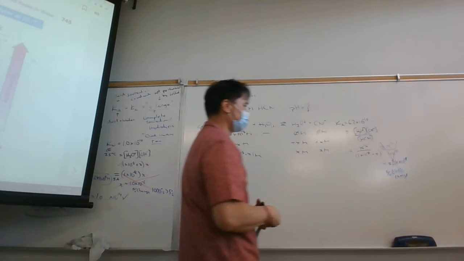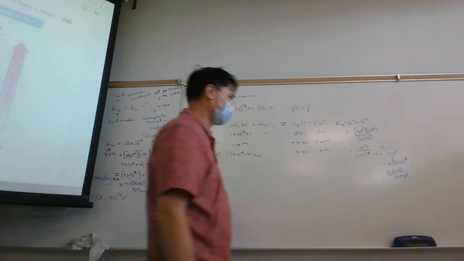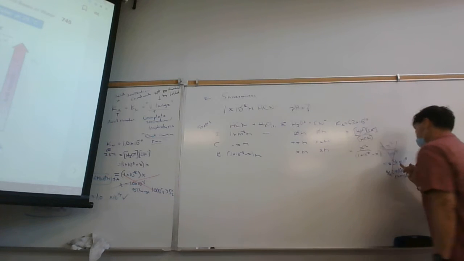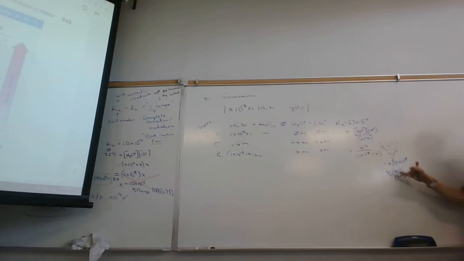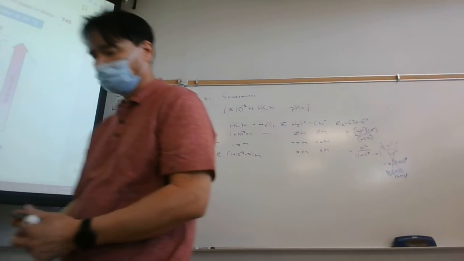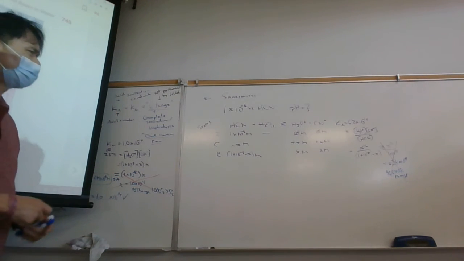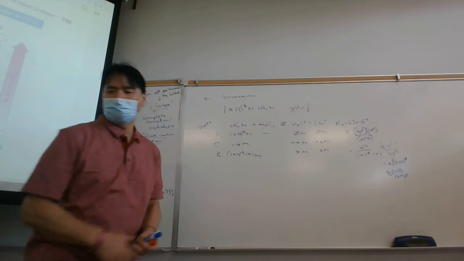So the simplifying assumption fails. And it's not because the change wasn't small. The change was small. I mean, it's 10 to the minus 8. It's just we had so little to begin with. The change is significant. So we're going to have to use the quadratic. That's fine.